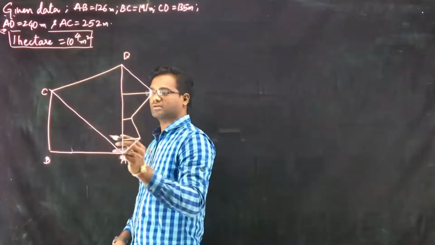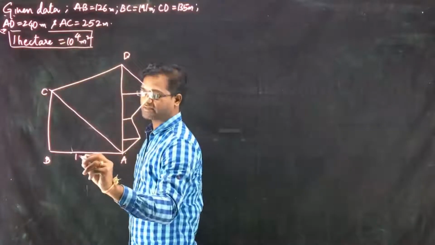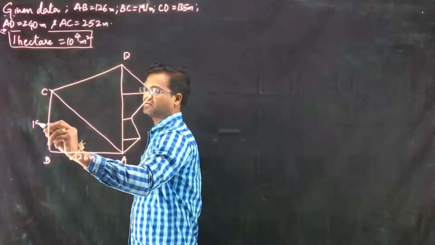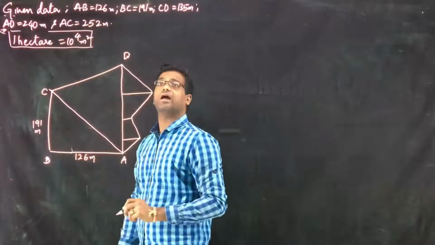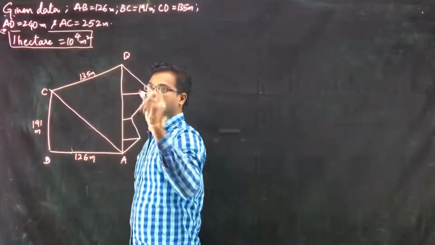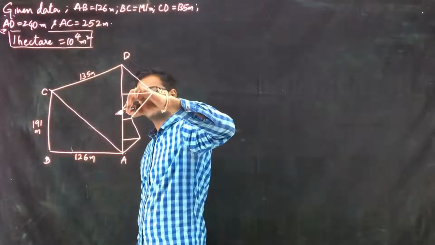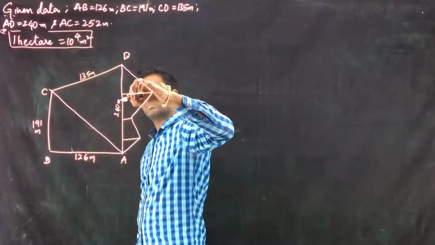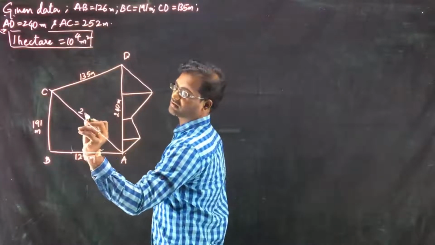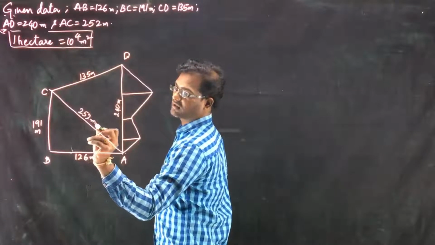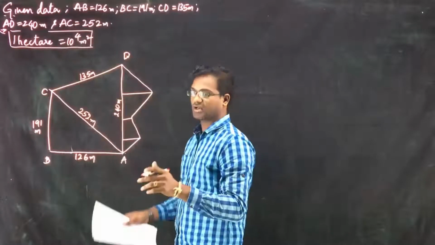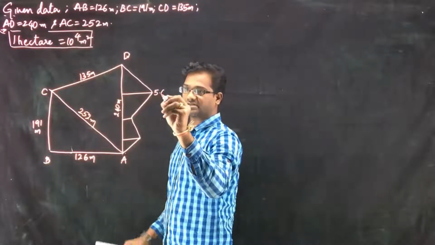So we know that AB is of 146 meters length and BC is of 191 meters length and CD is 135 meters length, AD is 240 meters length, right, and AC is of 252 meters length. And we also got offsets there, and this is a 5.6 meter offset.